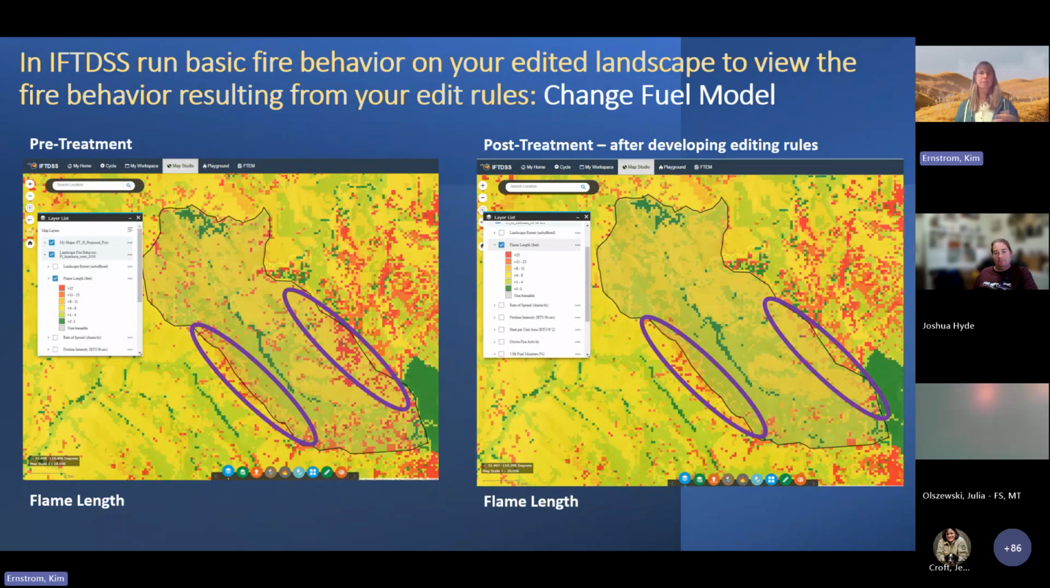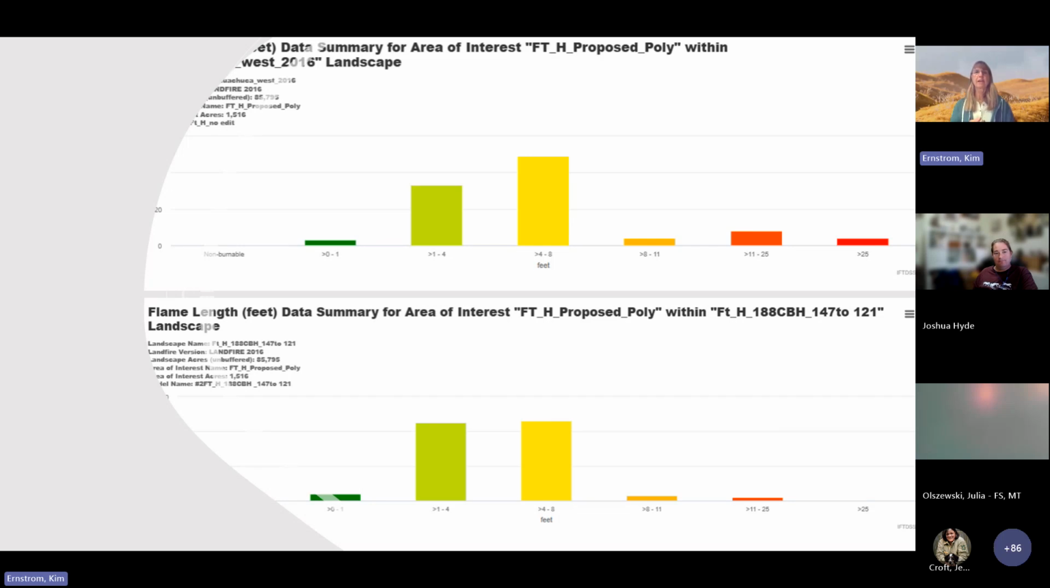On the left, this is the flame lengths that we had before we wrote any rules. And now this is post-treatment after I have my rules by changing my fuel model. You can see I've changed the flame lengths here, and I could do the same, look at rate of spread. And then I can also look at the effect of, this is the graph. So you can run a report in IFTDSS and show I've shifted this red and orange over here on the right side in the upper graph. I've shifted it more towards the green, right? So I've increased the flame lengths in the 1 to 4 foot category, which is the green. And I shifted it out of the 11 to 25 and the 4 to 8. So everything sort of shifted to the left, which is what I'm trying to do, right?